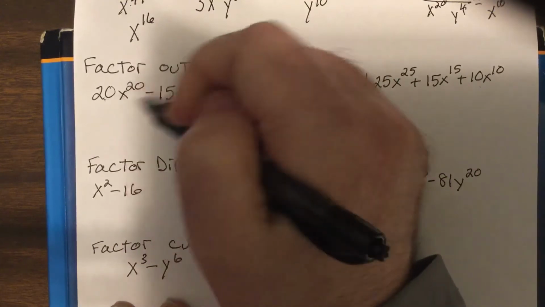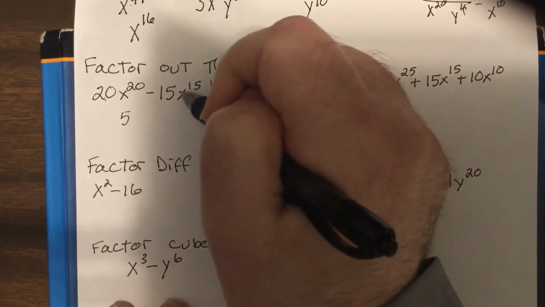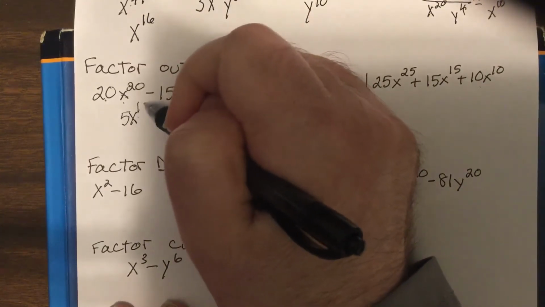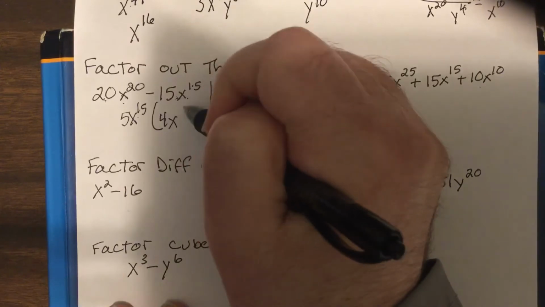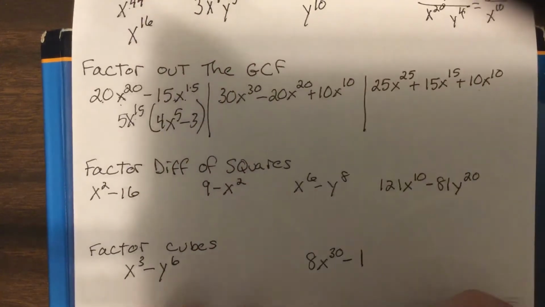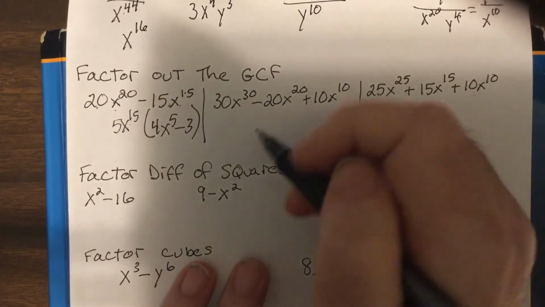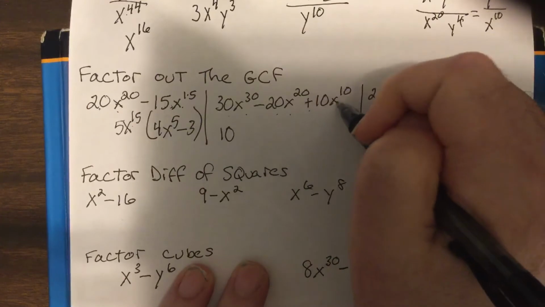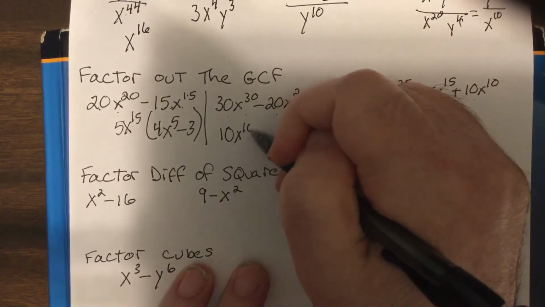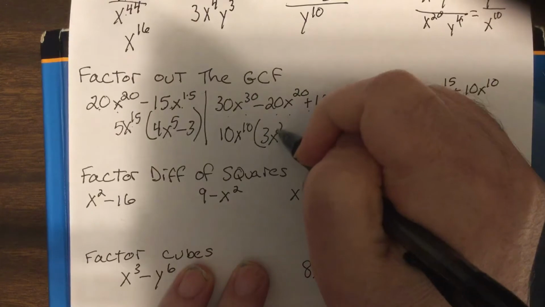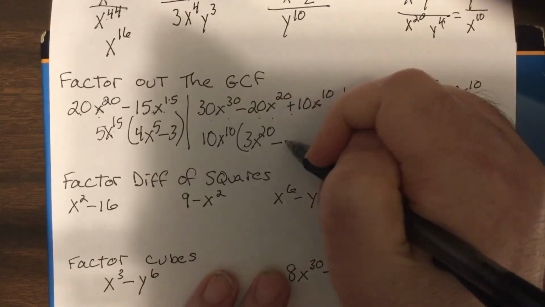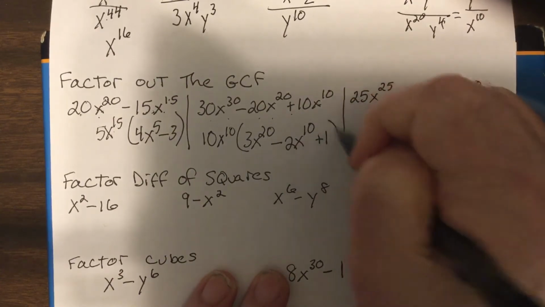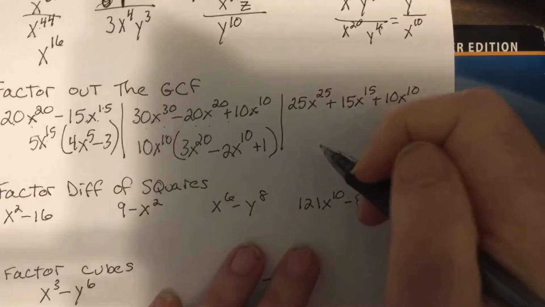Okay, so let's see. 5 goes into both. There is a variable in both. X, same variable. So it's X to the 15th, the smallest power. So it'd be 4X to the 5th minus 3. Did you get it? I hope you did. Oh, we got 10 goes into all three. X is in every term. The smallest power is 10. So it'd be 3X to the 20th minus 2X to the 10th plus uno. That's 1 if you don't know your Spanish.